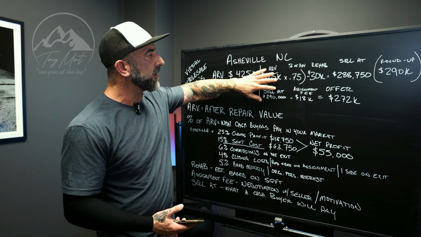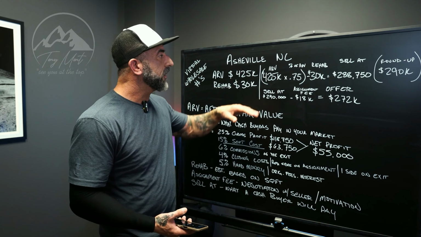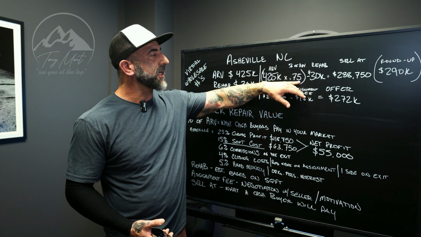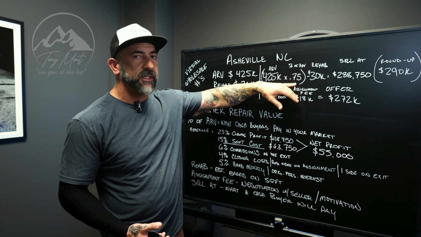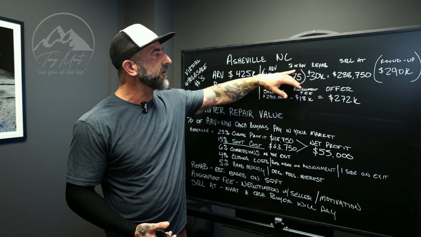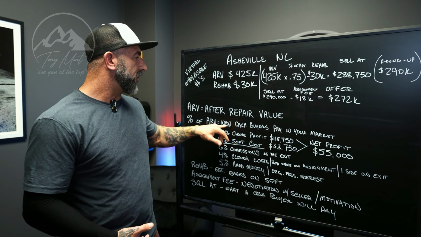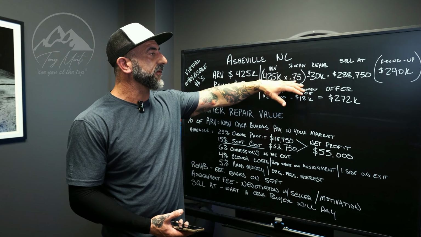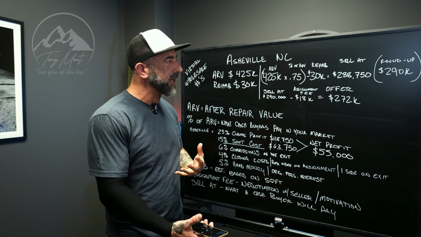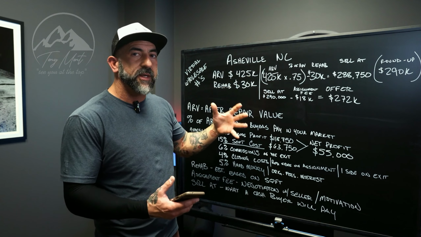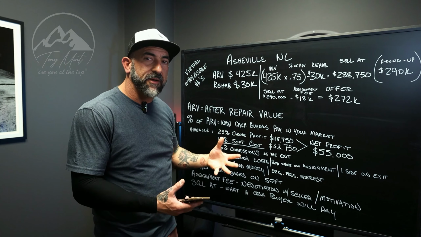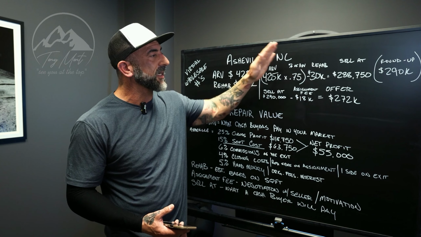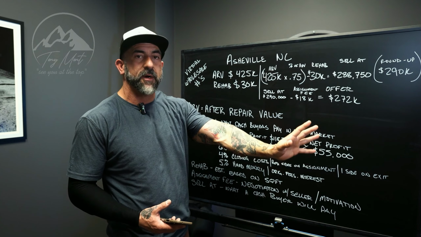So you take your ARV, if this is a fix and flip formula, which is $425,000, and we times it by 0.75. Now, what does that 0.75 mean? This is going to change in each of your markets too. 0.75 is the percentage of what cash buyers are paying in your market of the ARV. So if cash buyers are paying 75% of ARV minus repairs, we know they're looking for about a 25% gross profit margin. So we take 425 times 0.75, that takes out the 25% gross profit for our investors.